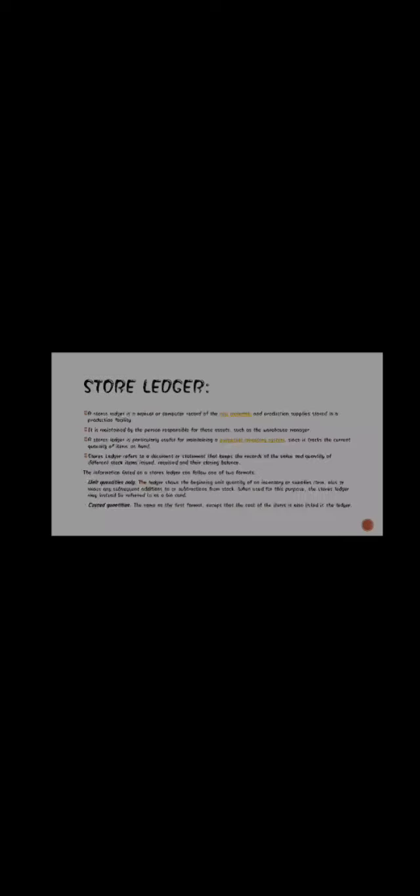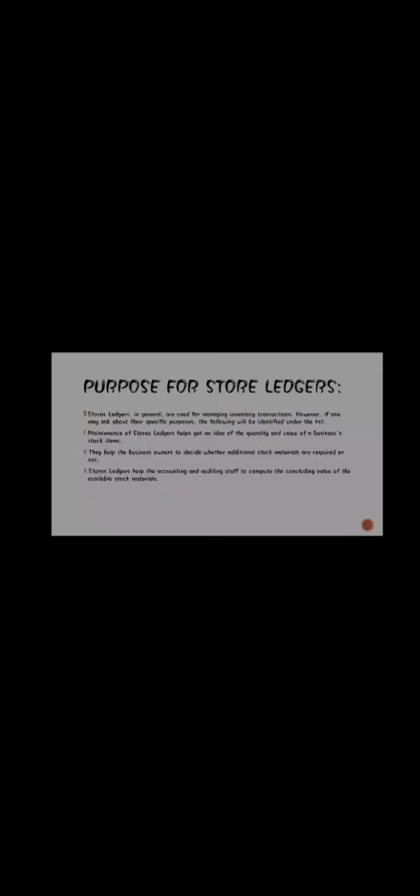A store ledger is a manual or computer record of materials and production supplies stored in the production facility. It is maintained by a person responsible for these assets, such as a warehouse manager. A store ledger is a document or statement that keeps the record of the value and quantity of different stock items issued, received, and their closing balance. The information is recorded in two formats: units or quantities only, and costed quantities.